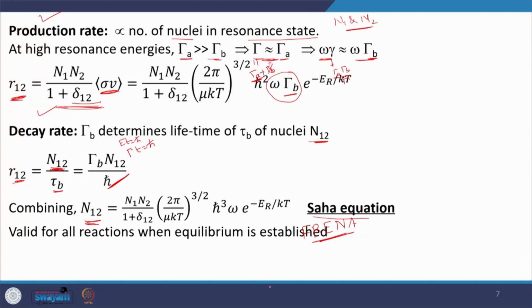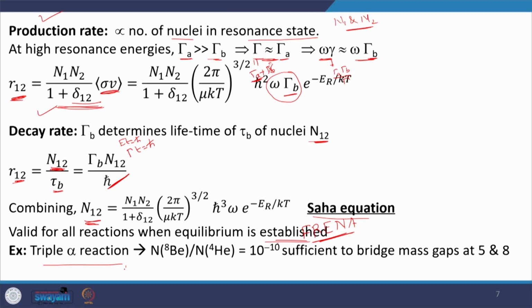Alright. So, this equation is valid for all reactions when equilibrium is established, because production rate is there and decay rate is there. What is the famous example? In the last lecture, initially I hinted at this point, okay? So, what is the famous example for this number of nuclei participating in the excited state of the compound nucleus? Triple alpha reaction, okay? Alpha plus alpha gives rise to beryllium 8. This beryllium 8 lifetime is very small. Even then, if the transit time between the alpha particles is smaller than the lifetime of beryllium 8, it can again react with an alpha, giving rise to carbon 12, right.